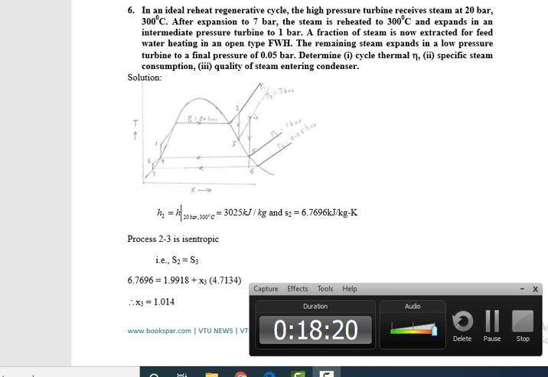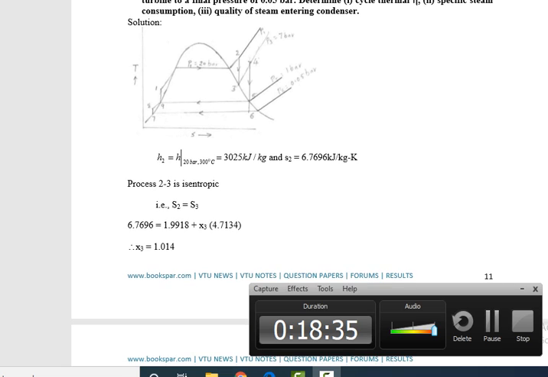Then process 2 to 3 is isentropic. That means entropy at point 2 and entropy at point 3 are the same. The line 2 to 3 is perpendicular on the T-S diagram. That is the isentropic process. Therefore, you have to write S2 equal to S3 and put in the equation: 6.7696 equal to 190.9918 plus x3 in bracket 4.7134 bracket complete. From this equation you get x3, the dryness fraction at point 3.